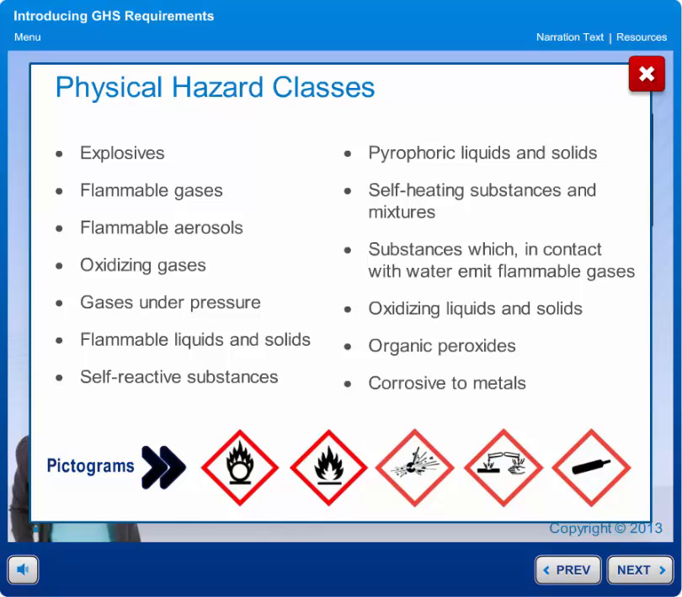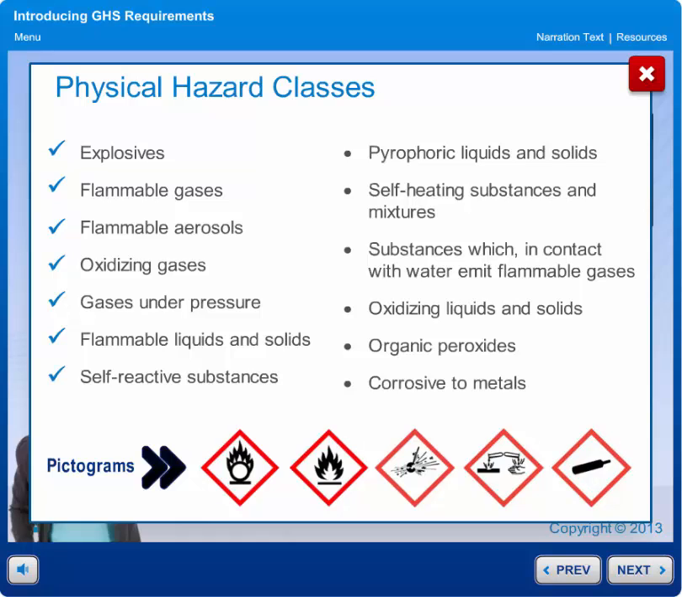Here are the physical hazard classes. Explosives, flammable gases such as propane, flammable aerosols like spray paints and adhesives, oxidizing gases like chlorine, gases under pressure like nitrogen, propane, also flammable liquids and solids like gasoline and sulfur.